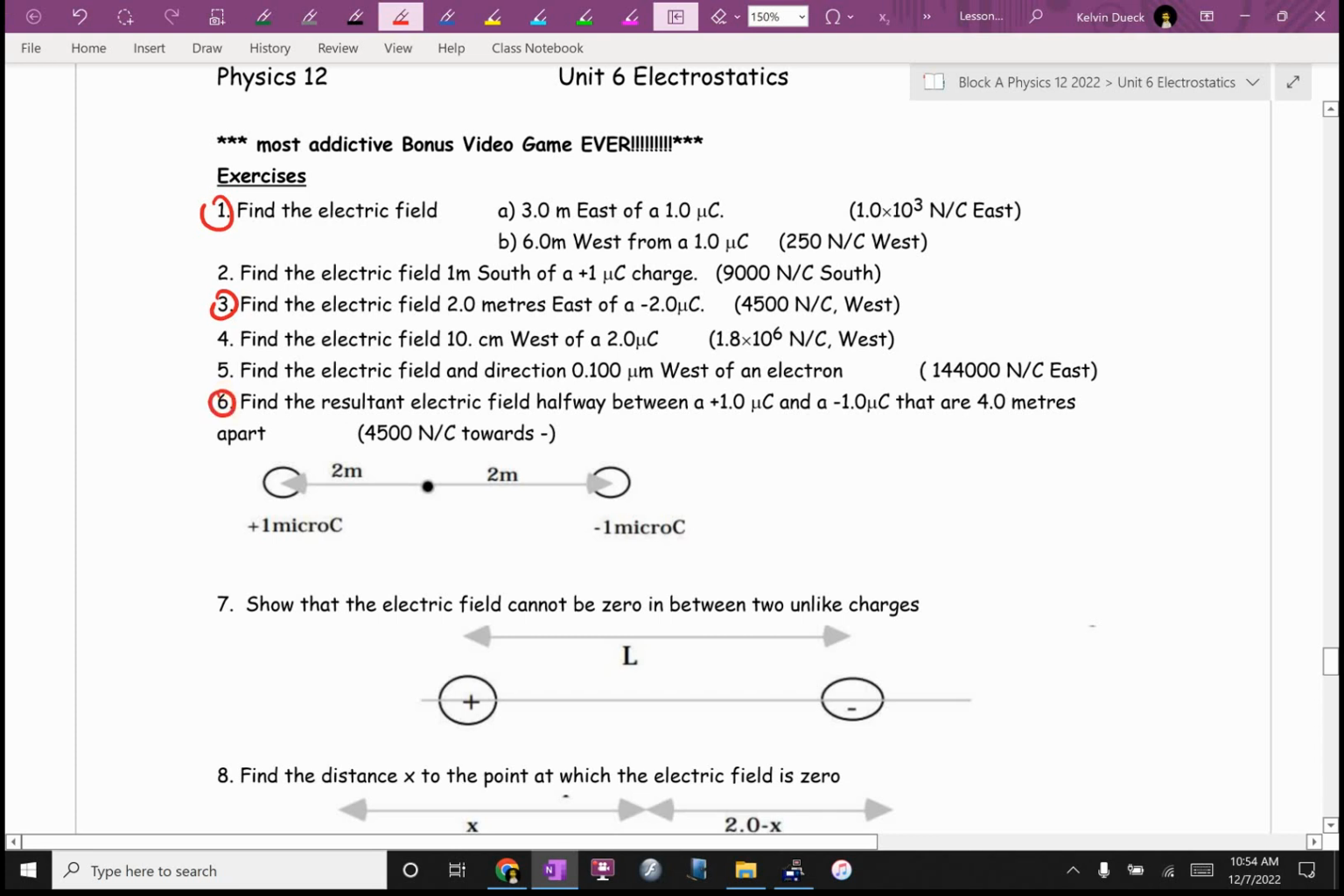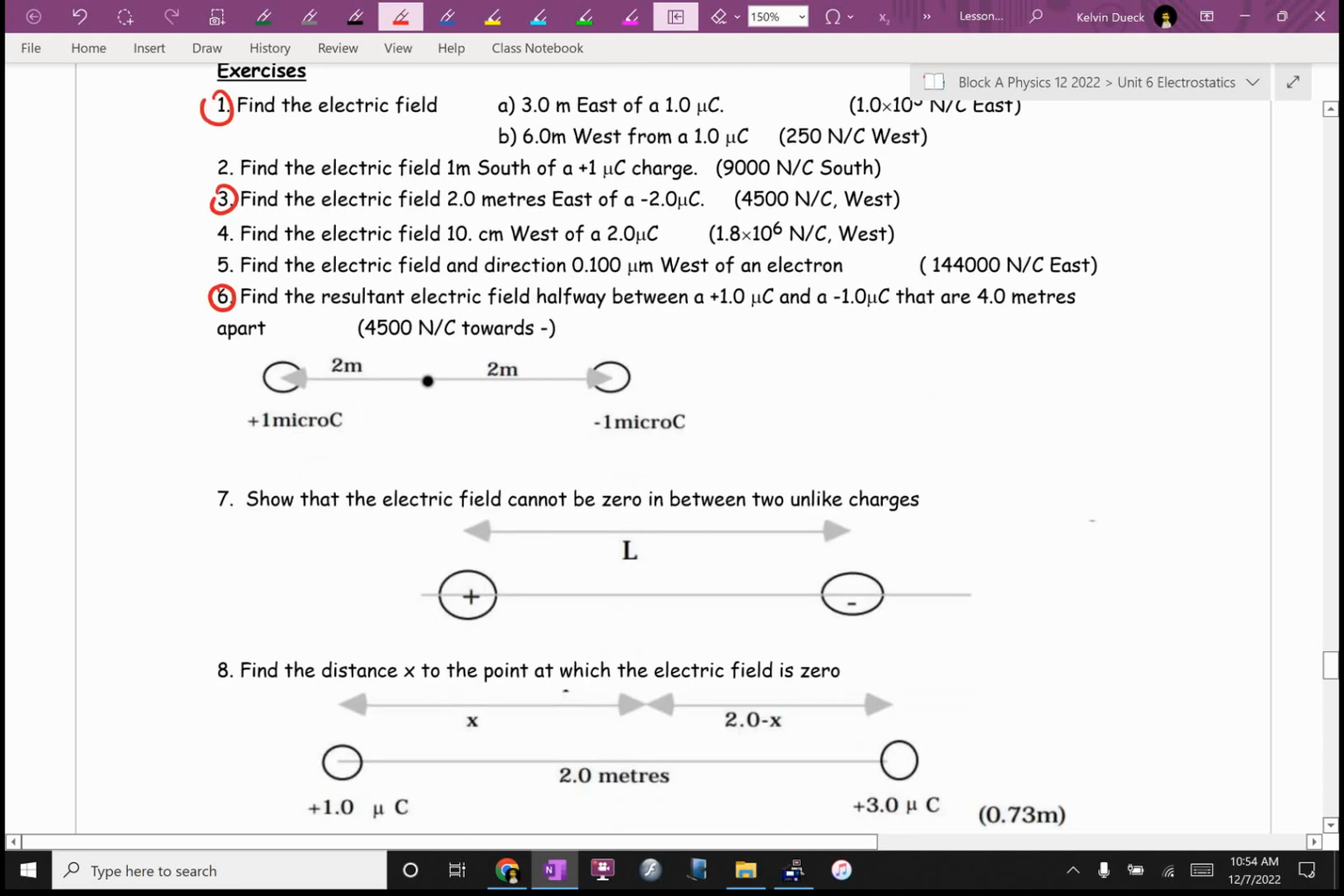6 is good. So far I've assigned 1, 3, and 6. I think I've told you these notes were originally typed in Word 95 for Mac. What year are we right now?